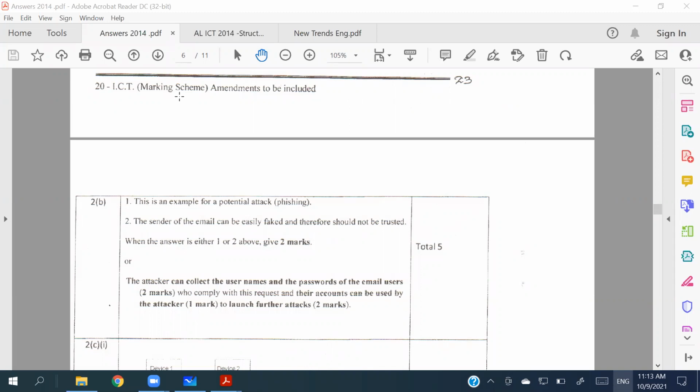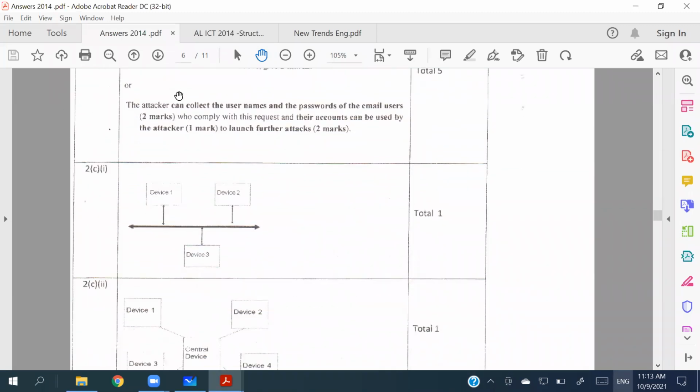Okay. So the C part, they are talking about, yeah, it's an easy one. Draw diagrams to depict the following LAN topologies: bus, star, and ring. Right? When you draw the bus, you must clearly indicate the two terminators on both sides. Right?